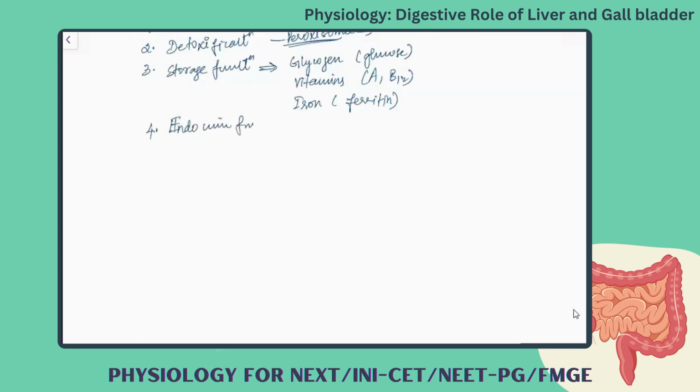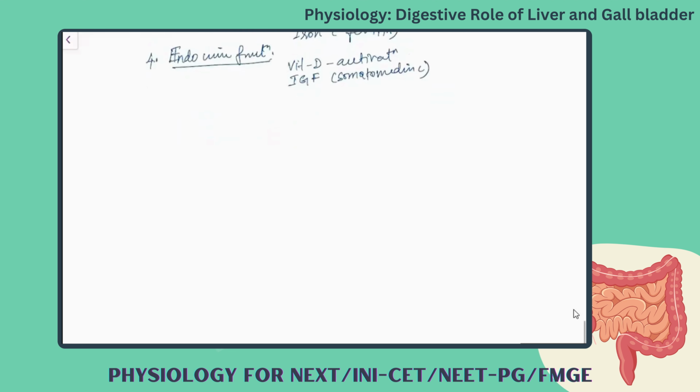endocrine function. What is the endocrine function of the liver? It is the place where vitamin D activation takes place, the conversion to 1,25-dihydroxycalciferol. It also releases the hormone called insulin-like growth factor, which is also called somatomedin C. These are some important endocrine functions mediated by the liver.